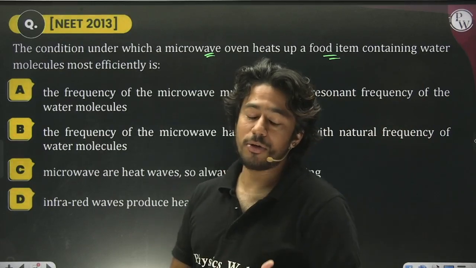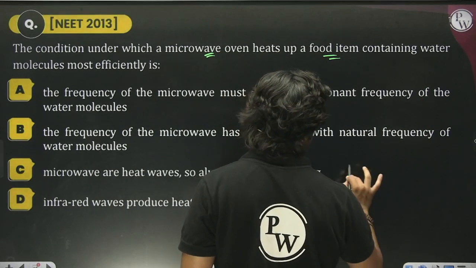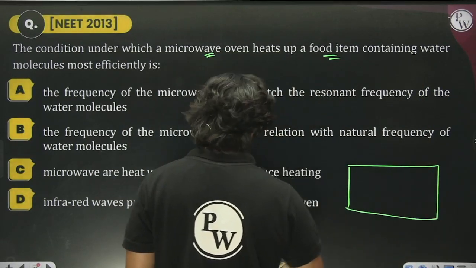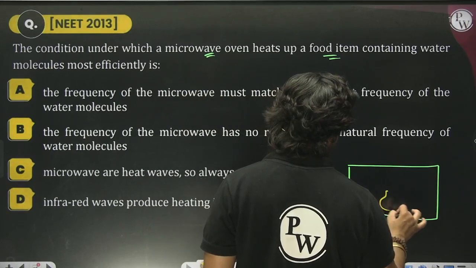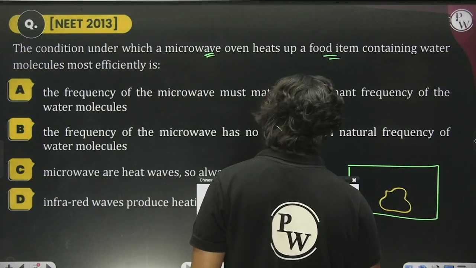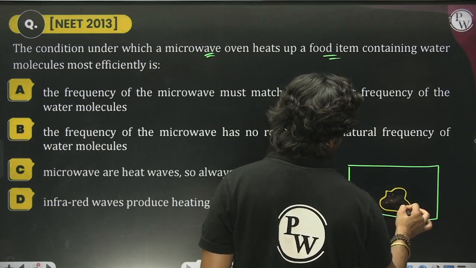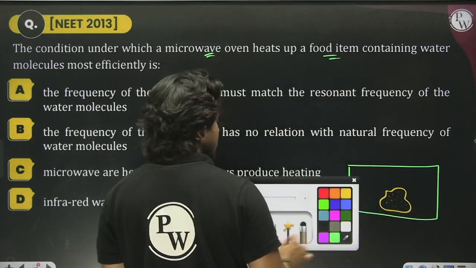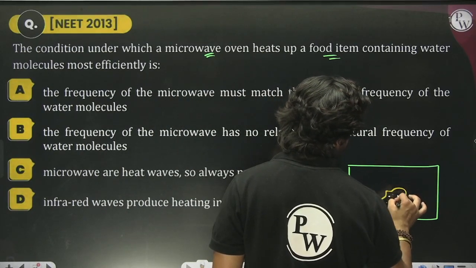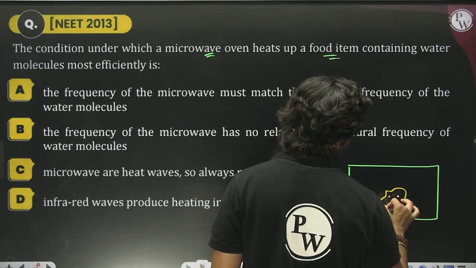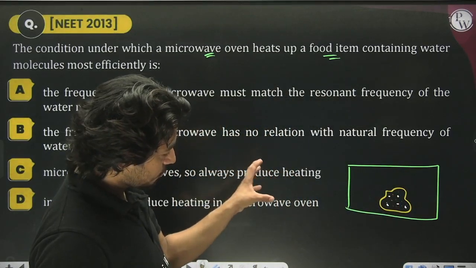Condition under which a microwave oven heats up a food item containing water molecules most effectively. What's the concept of a microwave? If this is a microwave oven, and this is some food item kept inside the microwave, how does it heat up this food item? Let's say these are the water molecules present within the food item.